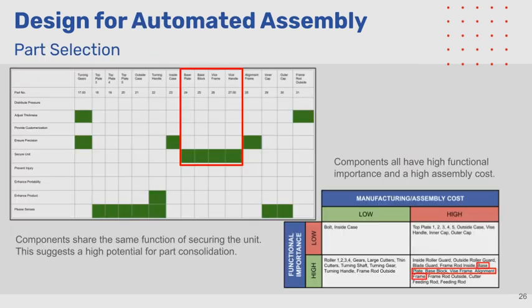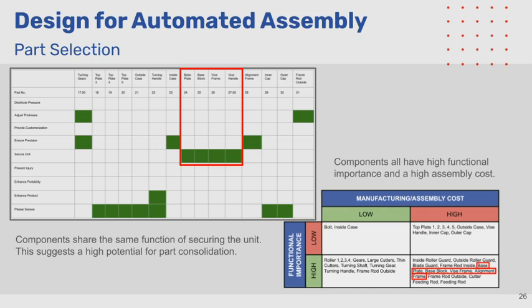The base subassembly was chosen for redesign for automated assembly. In the function component mapping matrix, all four components, the base block, base plate, vice frame, and vice handle, share the same function of securing the unit. This suggests a high potential for part consolidation. This would simplify the design and improve efficiency. The components were in the bottom right quadrant of the quad chart, indicating a high functional importance but also a high assembly cost.